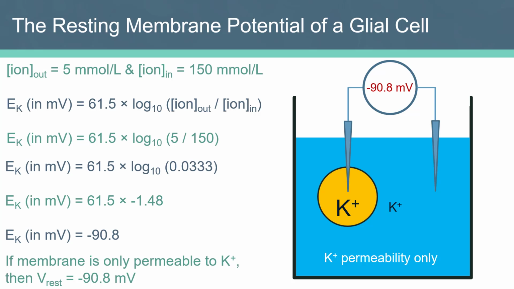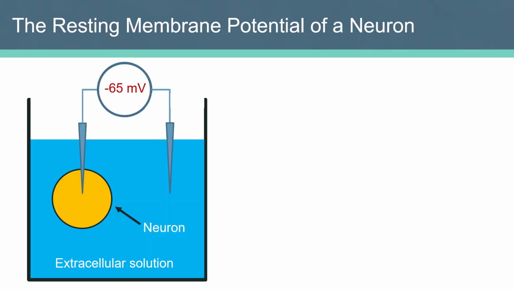Next, let's explore how the resting membrane potential of a neuron is generated. The resting membrane potential of a typical neuron is about negative 65 millivolts, which is quite different from the equilibrium potential for potassium. How can we explain this discrepancy? One possibility is that the membrane of a neuron is also only permeable to potassium ions, but the ratio of extracellular to intracellular potassium is different, leading to a different resting membrane potential.